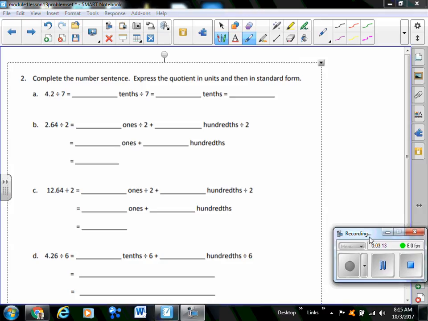Okay, number 2. Complete the number sentence, express the quotient in units, and then in standard form. Okay, so 4 and 2/10 divided by 7. 4 and 2/10 is going to be 42/10, which divided by 7, 7 goes into 42 6 times. So 6/10 is going to look like this.